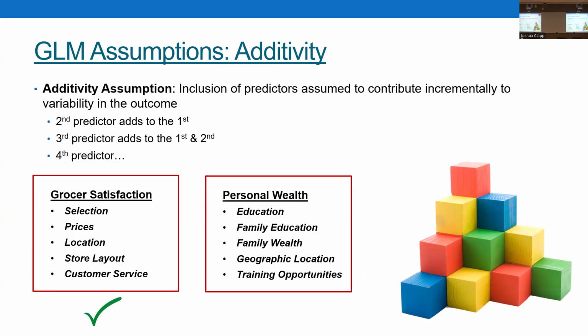So I say, okay, your level of education is important, and also your family's level of education, and then family wealth becomes important. And then maybe where you live in the United States, and maybe whether or not you have training opportunities, right? These are all things that I'm arguing are related to the generation of personal wealth. What's my concern with this as a statistical model?